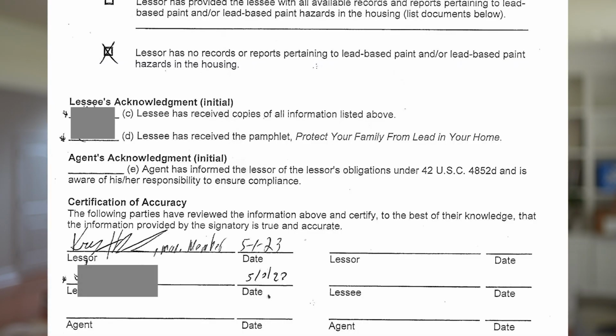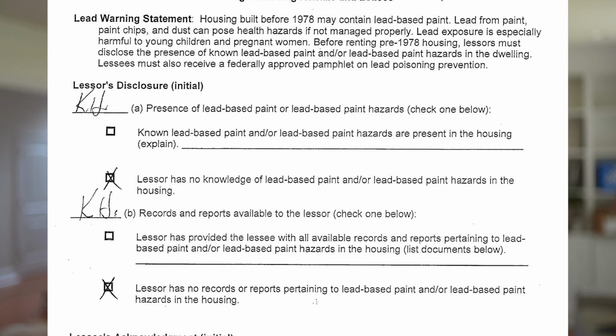That way you're off the hook for saying, listen, I don't know if there's lead-based paint in here or not. You've been informed that the landlord has no idea. So make sure they initial this. You've got to get the initial. Do not skip this part, y'all. I don't want you getting in trouble for that lead-based paint. I have no knowledge of lead-based paint. I always put the second one. So lessor, that's us, has no knowledge of lead-based paint and/or lead-based paint hazards in the housing. I have no records of lead-based paint at all. No tests.